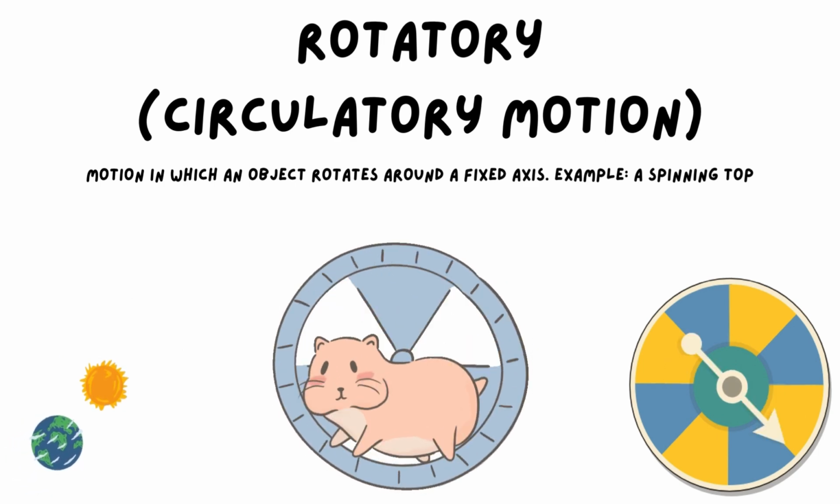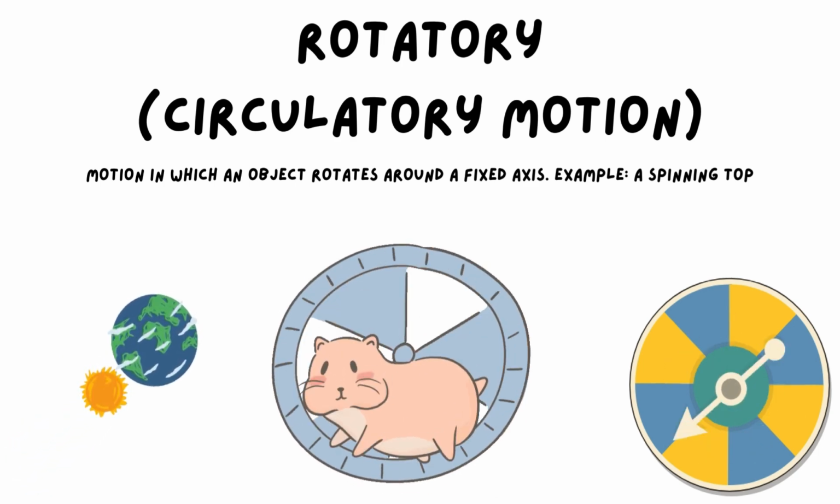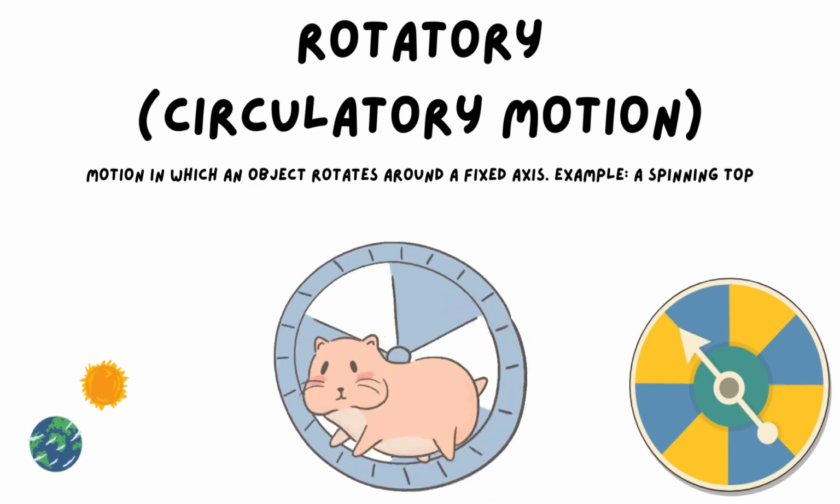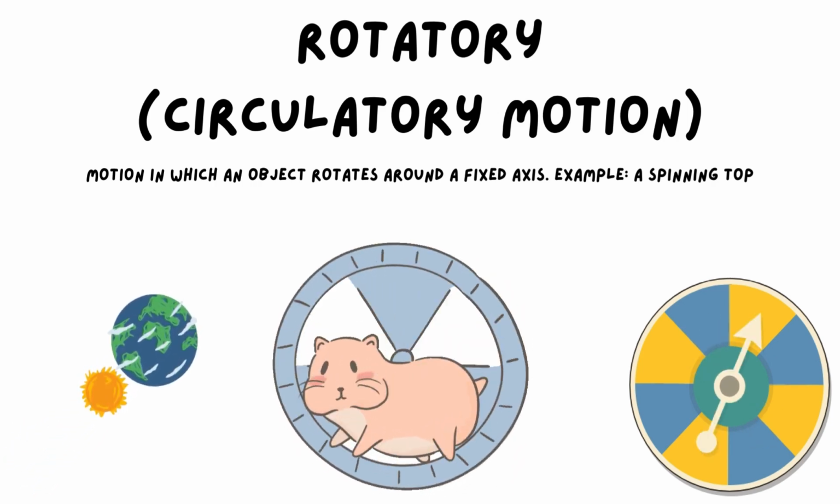Rotatory, also known as circular motion: motion in which an object rotates around a fixed axis. Example, a spinning top.